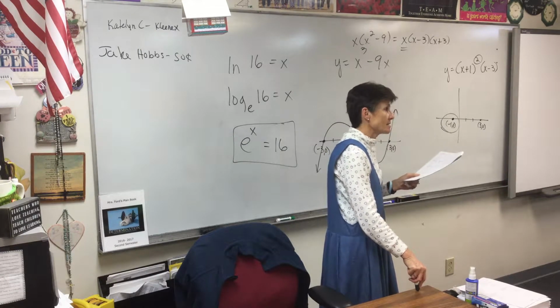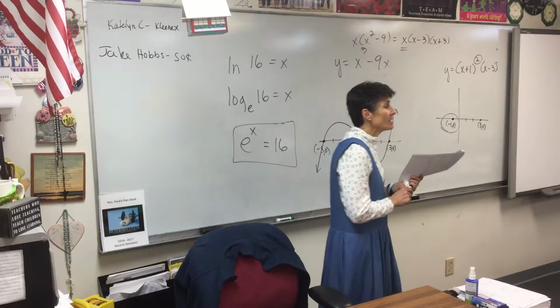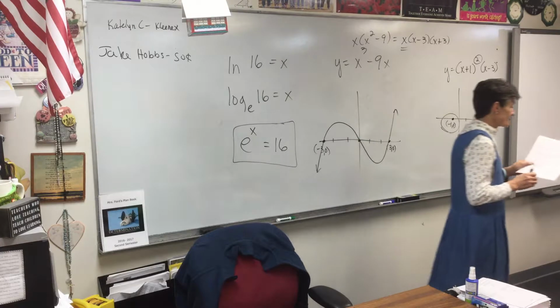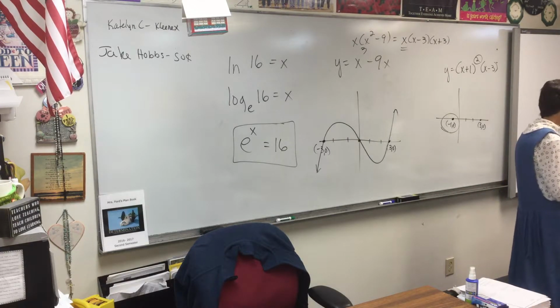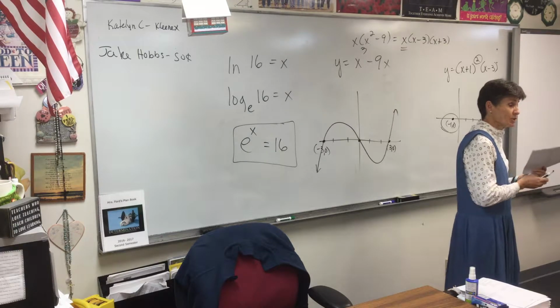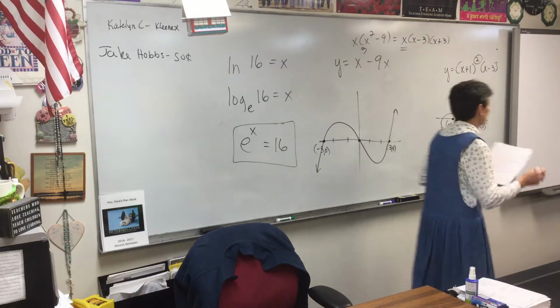Commutative. This one is commutative because what changed? The order. On one side it says UVW, and on the other side it says VUW. When the order changes, it is commutative.